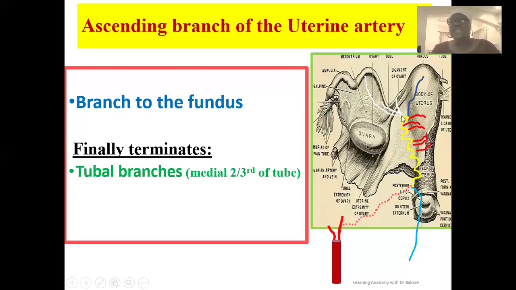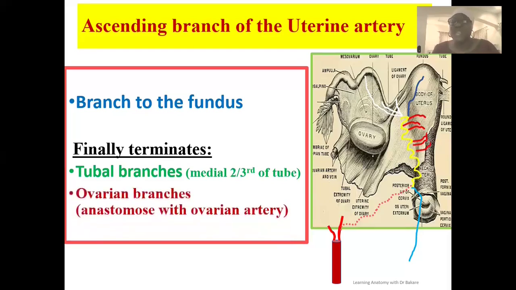So after terminating, you see it first giving up tubal branches to supply the medial two-thirds of the uterine tube. Then finally it gives off the ovarian branches that are highlighted here in purple. And these ovarian branches finally will be seen to form an anastomosis with the ovarian artery. We know that the ovarian artery is a branch from the abdominal aorta. So you see the ovarian branch of the ascending branch of the uterine artery finally forming an anastomosis at this point with the ovarian artery where this arrow is pointing.